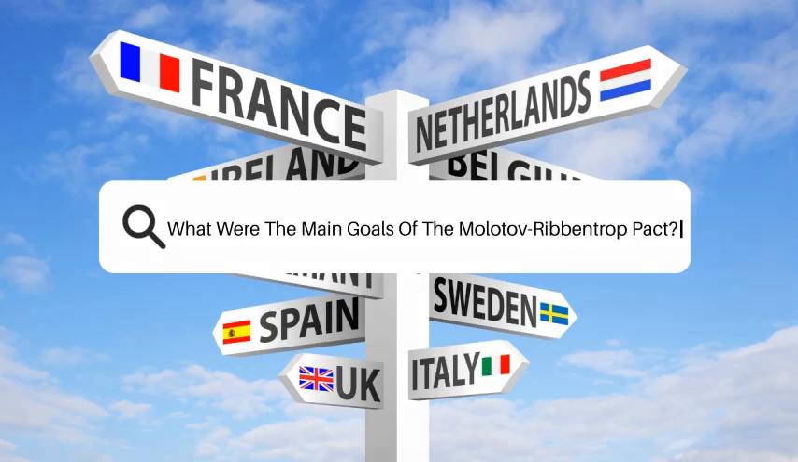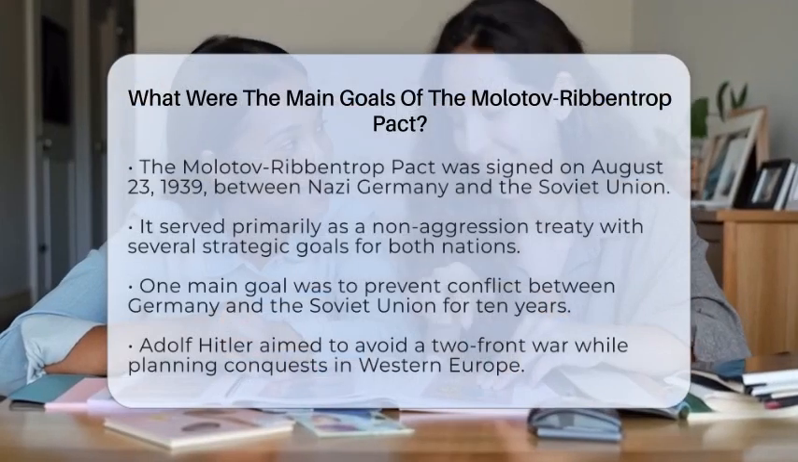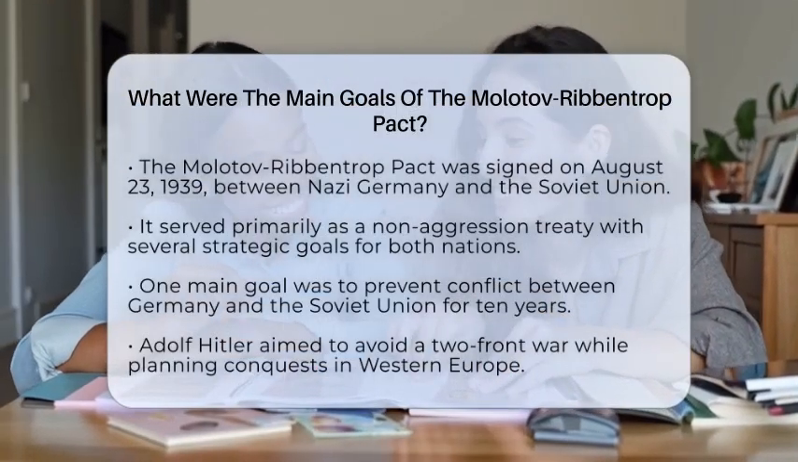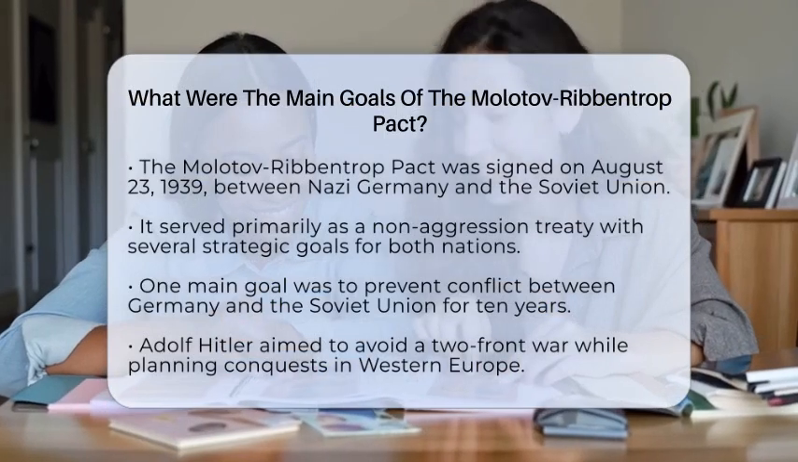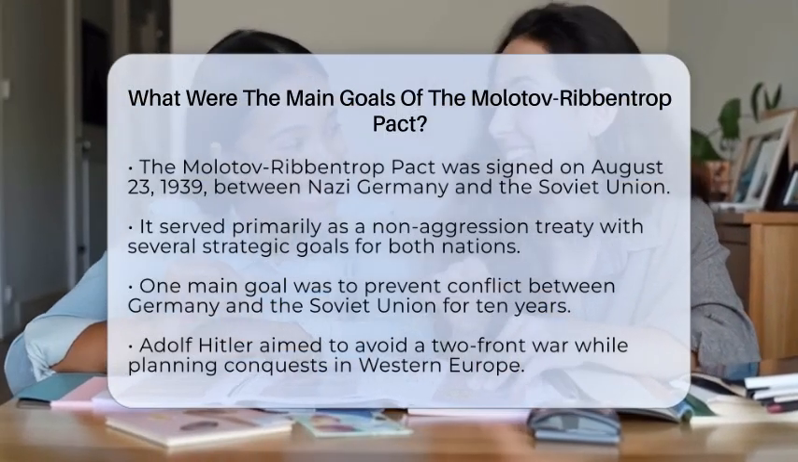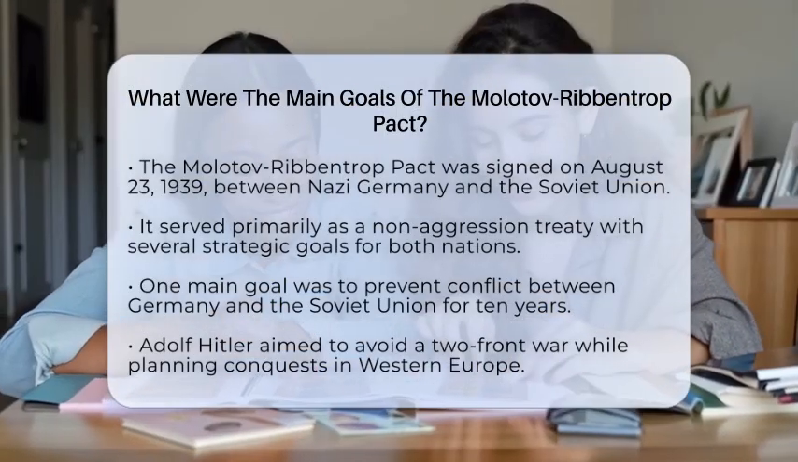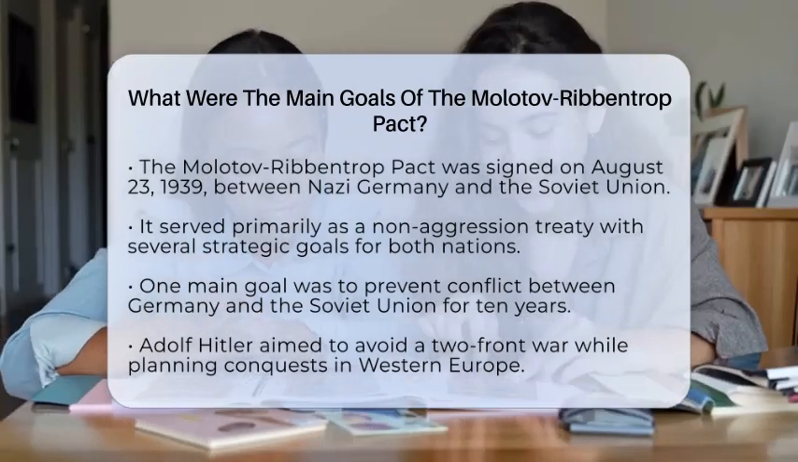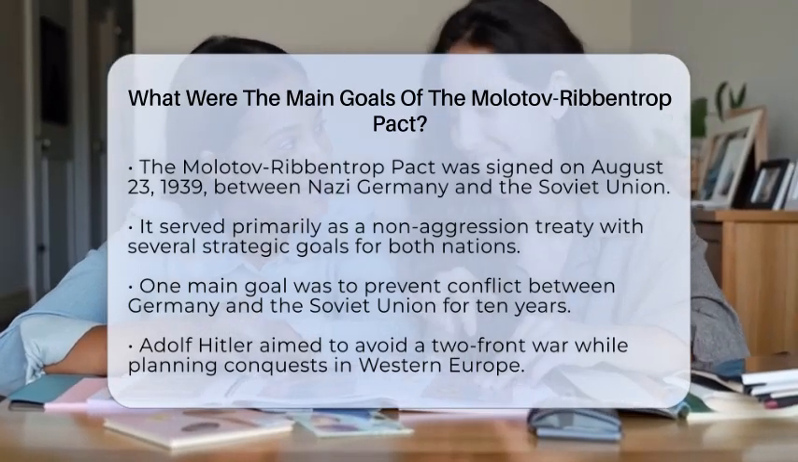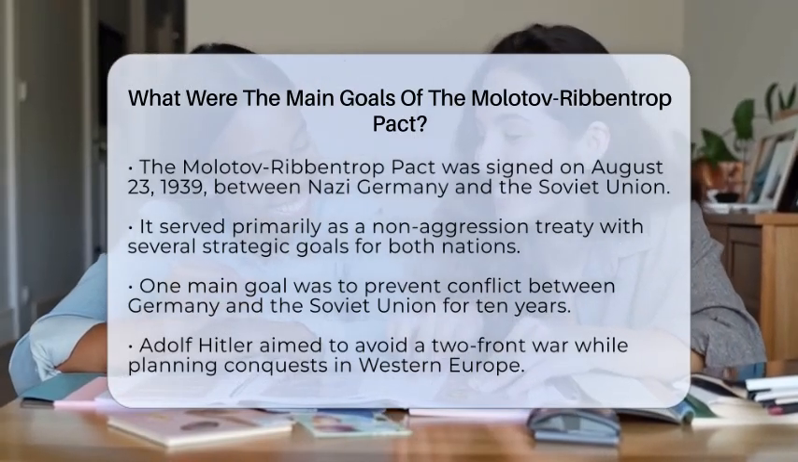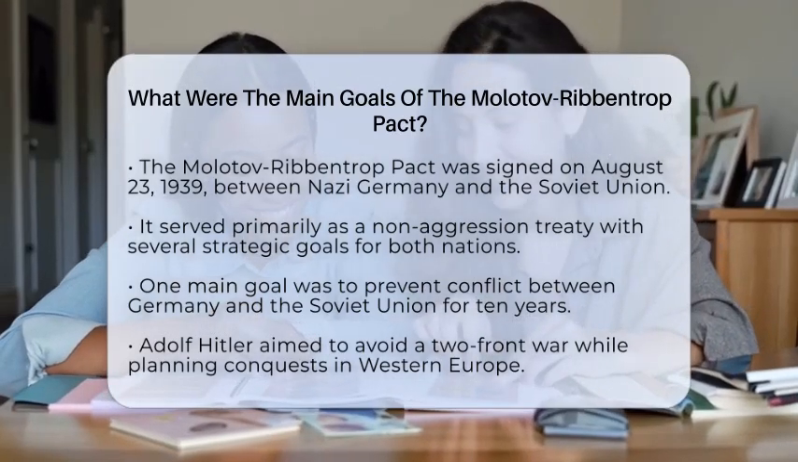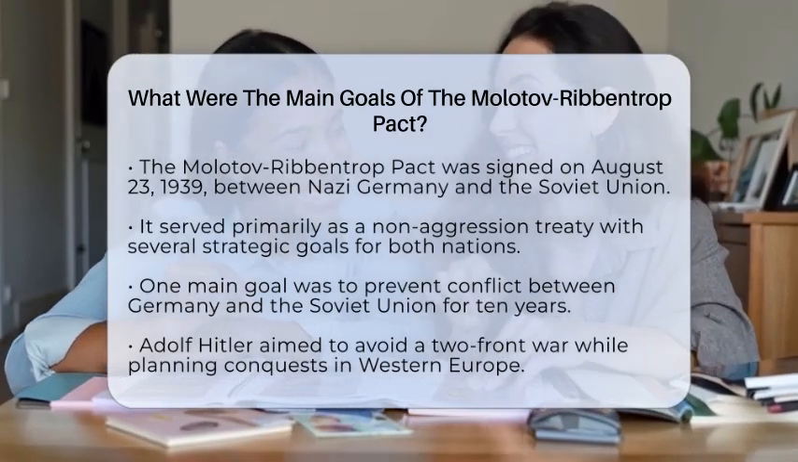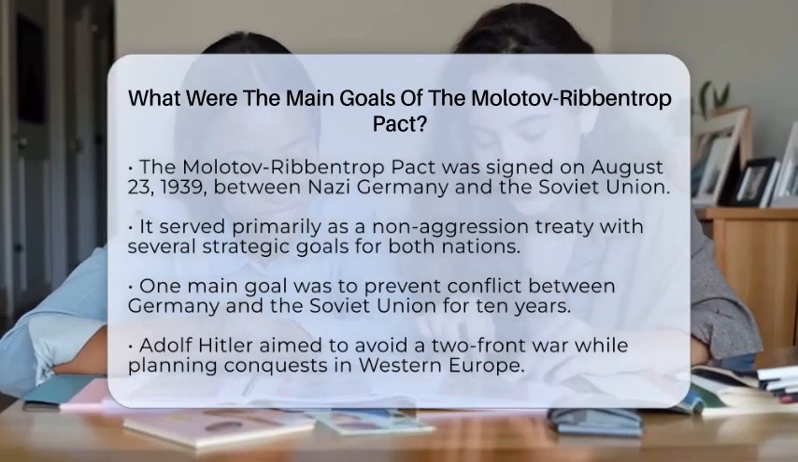What were the main goals of the Molotov-Ribbentrop Pact? Have you ever wondered how two opposing ideologies could come together for a common goal? The Molotov-Ribbentrop Pact, signed on August 23, 1939, between Nazi Germany and the Soviet Union, is a fascinating example. This agreement was primarily a non-aggression treaty, but it had several strategic goals for both nations involved.